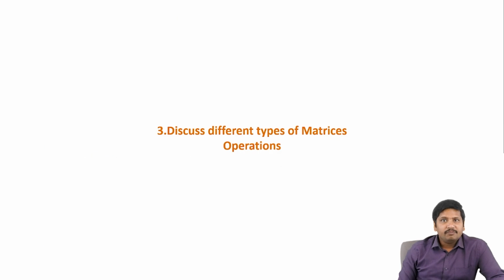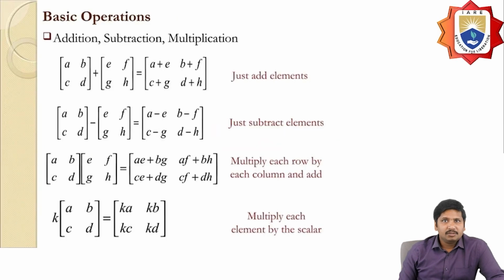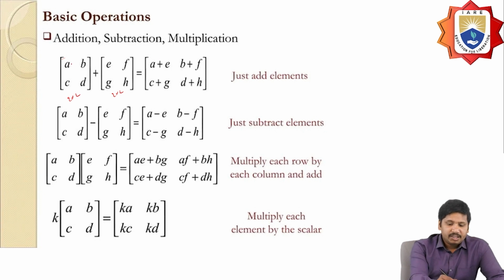Next we'll look at the different types of matrix operations. We'll have operations like addition, subtraction, and multiplication. If I have a 2 by 2 matrix and another 2 by 2 matrix, we can perform addition by just adding the corresponding elements of the matrices: A plus E, B plus F, C plus G, D plus H, like this. So we just have to add.